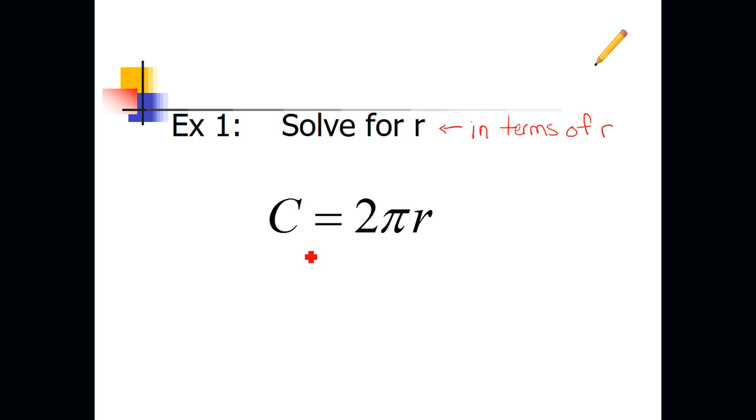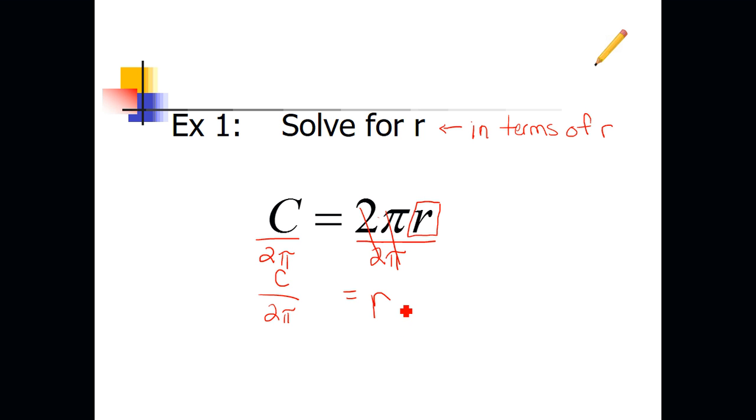So here we have the circumference formula, C equals 2 pi r. When it says solve for r or rewrite the formula in terms of r, that means that you're going to get the r by itself. Right now the r is being multiplied by 2 and pi, and we need to undo that multiplication so that r is alone. So we would divide by 2 and pi on both sides, and these would cancel out, and r would be left alone, and on the other side we would have C divided by 2 pi.